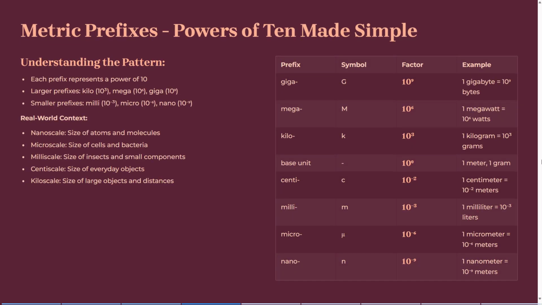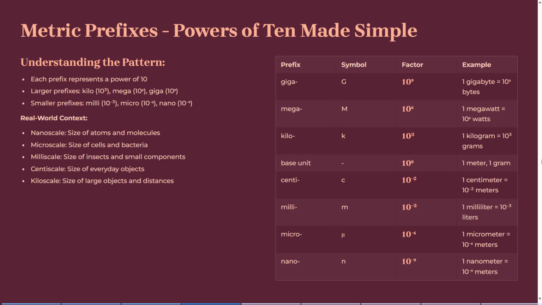Everything is based on powers of 10. Think of prefixes as scientific shorthand that tells you exactly how to move the decimal point. For larger quantities, we have kilo, meaning 1,000, mega, meaning 1 million, and giga, meaning 1 billion. Your computer's gigabyte of storage, that's literally 1 billion bytes.